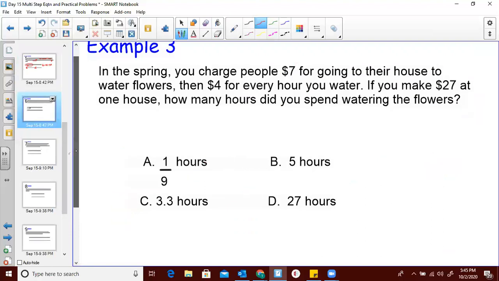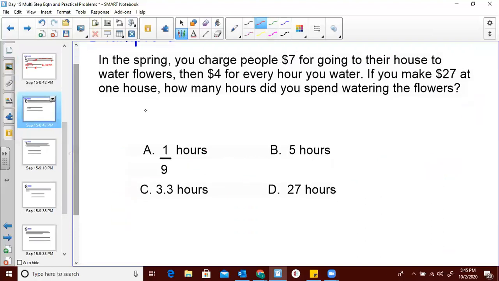All right, so example number 3. So now here's where we have to combine what we did on Tuesday, what we just did now, with what we learned on Wednesday and Thursday. This is really like a direct combination of Tuesday and Wednesday. So in the spring, you charge people $7 to go into their house. That's your flat fee to water flowers. Then $4 for every hour you water. If you make $27 at one house, how many hours, that's our variable, did you spend watering the flowers?